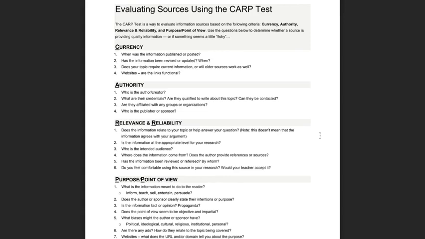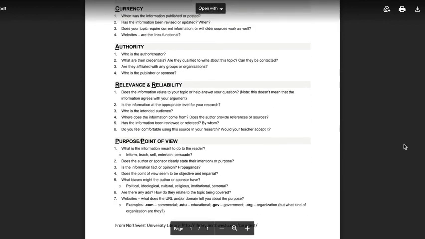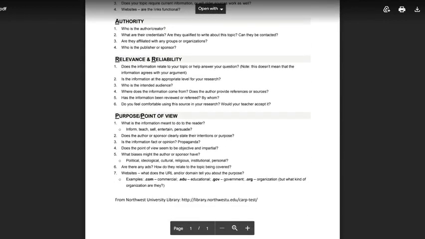Purpose and point of view. So, what is the information meant to do to the reader? Is it supposed to teach them? Is it supposed to sell them? Is it supposed to entertain them? Is it supposed to persuade them? Maybe if it's supposed to entertain or persuade, it might be a little bit beyond the scope of the information that you can actually distill from that.